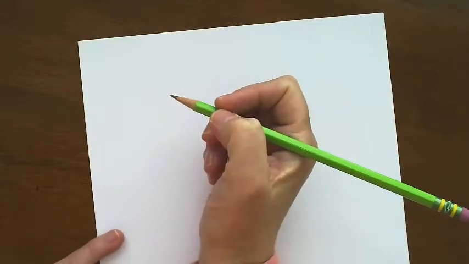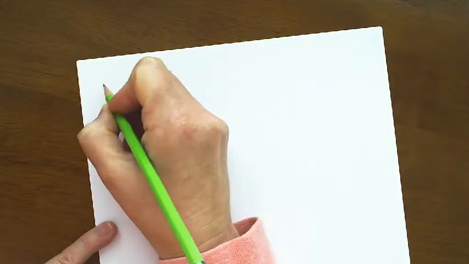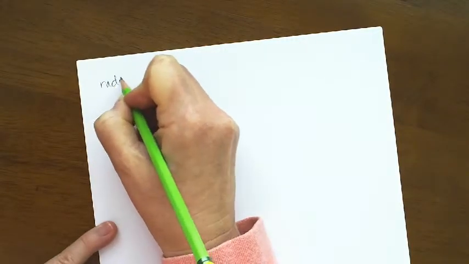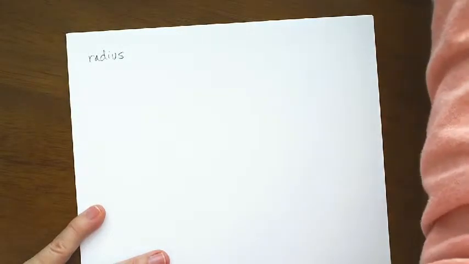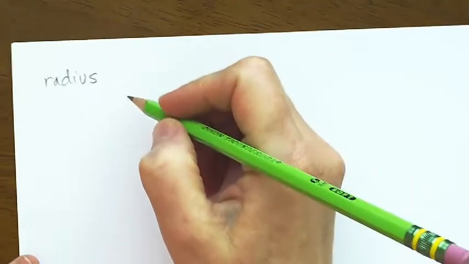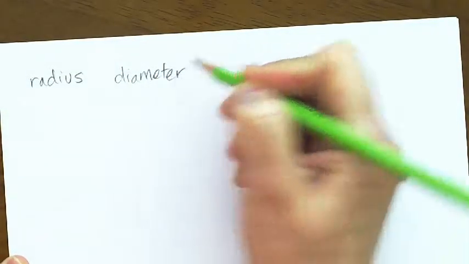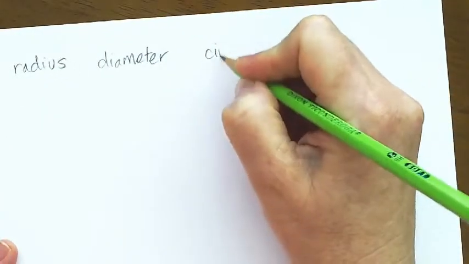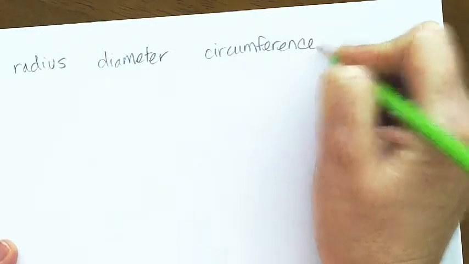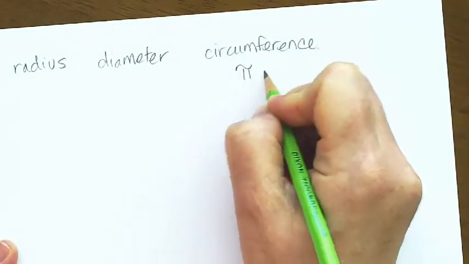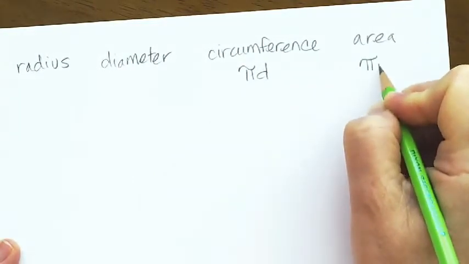Okay, this video is to help you finish the topic area of a circle. And the way we did this in class is we set up a chart with radius, diameter, circumference, which is pi times diameter, and then area, which is pi r squared.